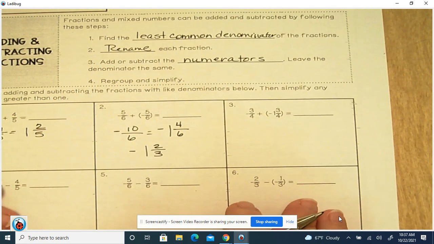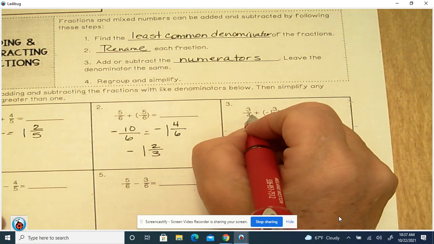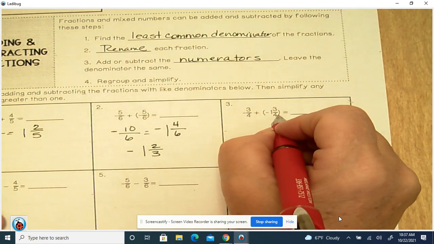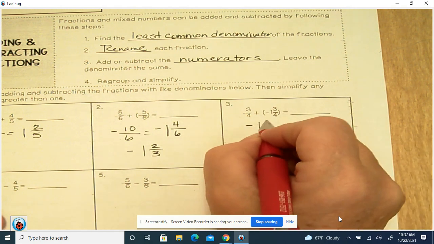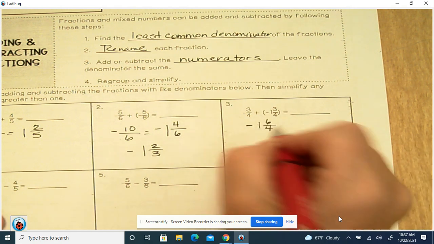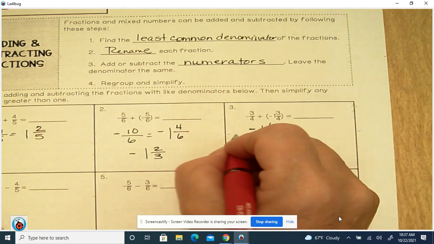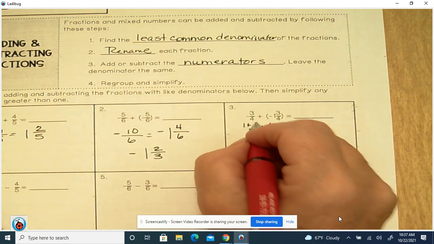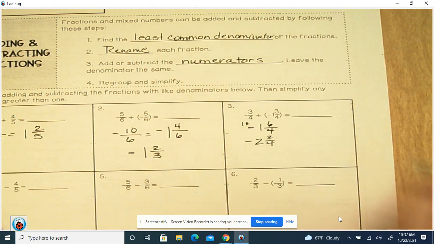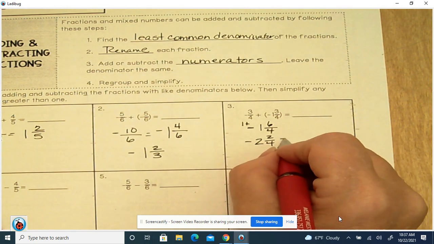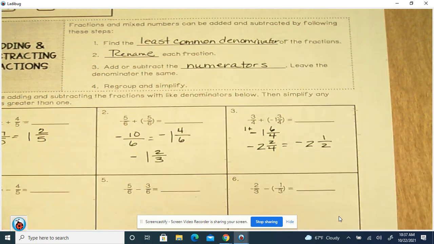Number 3, we also have common denominators. So we've got a negative 3/4 plus a negative 1 3/4. And same sign, add and keep. So that's going to be a negative 1 6/4, which is an improper fraction. So we're going to have that negative 1, and we're going to add 1 to this. So then that's going to make this negative 2 2/4, which simplifies to a negative 2 1/2.